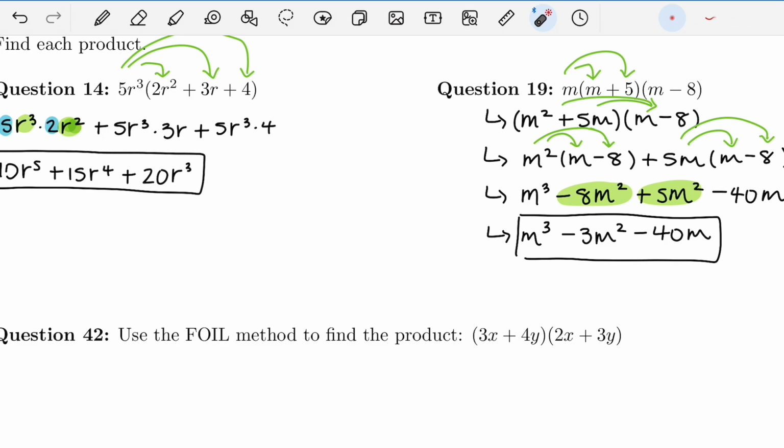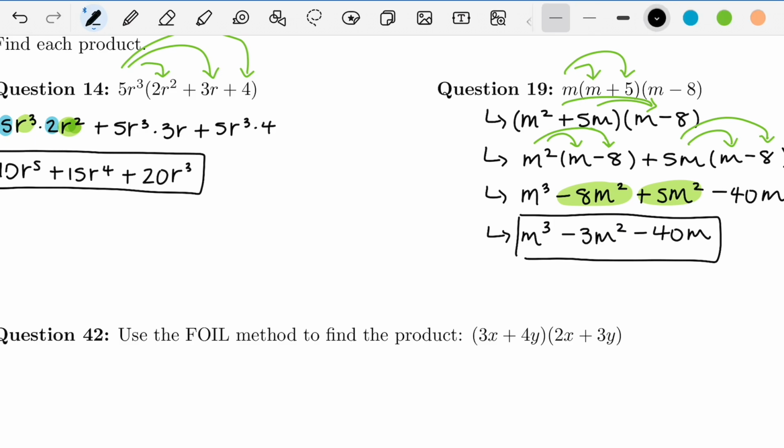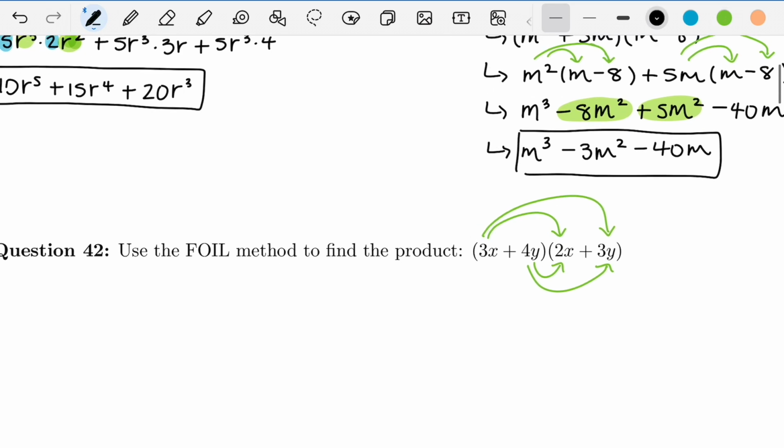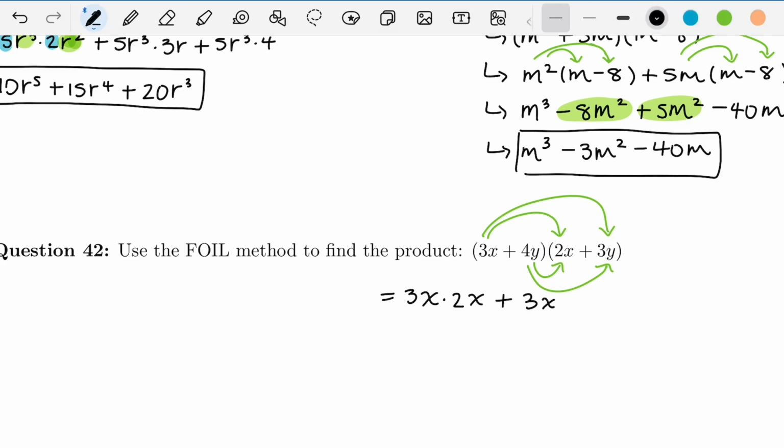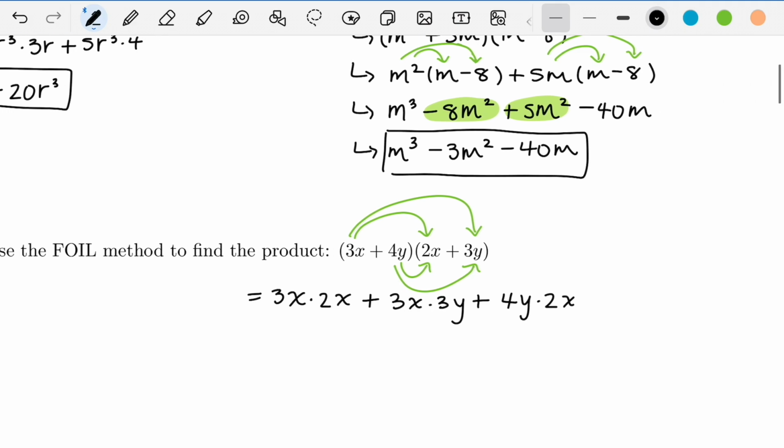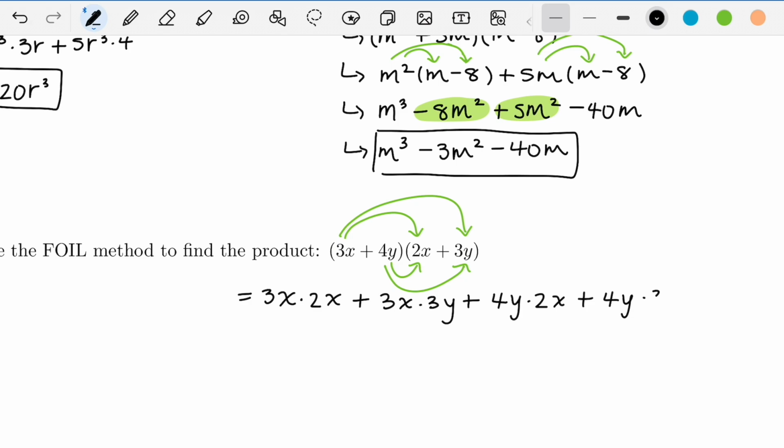So the first term in this first binomial is going to be 3x, and the first term in the second is going to be 2x. So these are going to be multiplied, and we're going to illustrate that with an arrow. Then we want to multiply our outer terms, so that'll be 3x and 3y, our inner terms, and our last terms. So doing this, we have 3x times 2x. That's going to be our first product here. Then we're going to add our second product, which is 3x times 3y, our third product, which is 4y times 2x, and then our last product, which would be 4y times 3y.